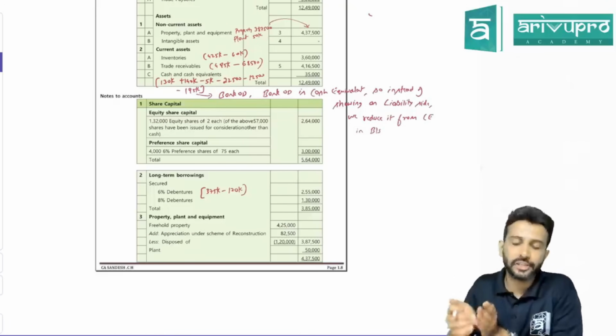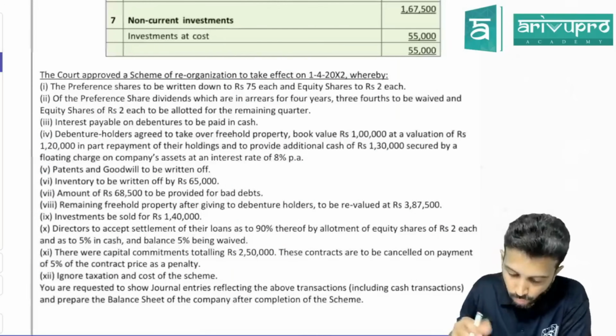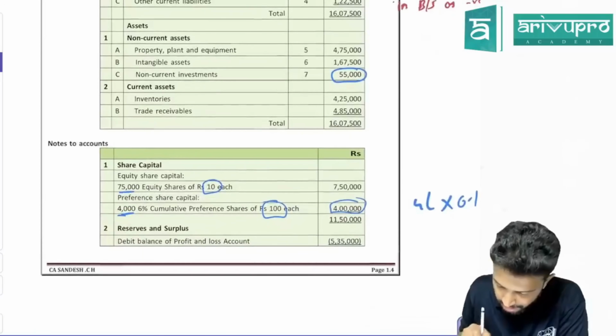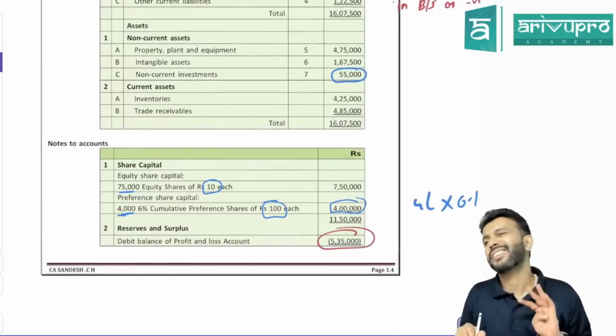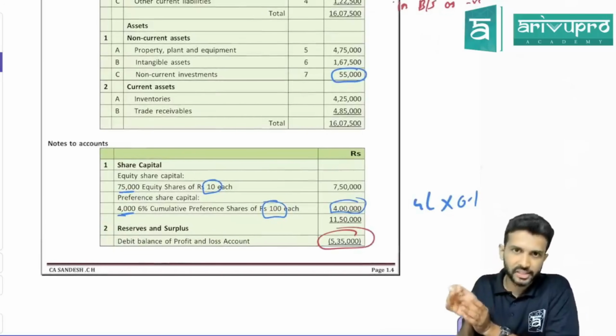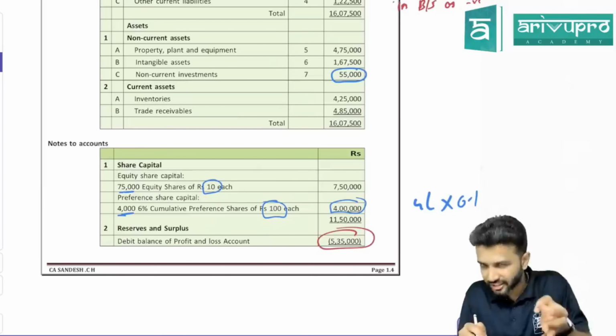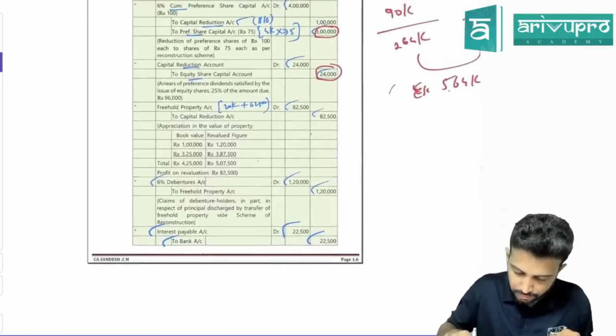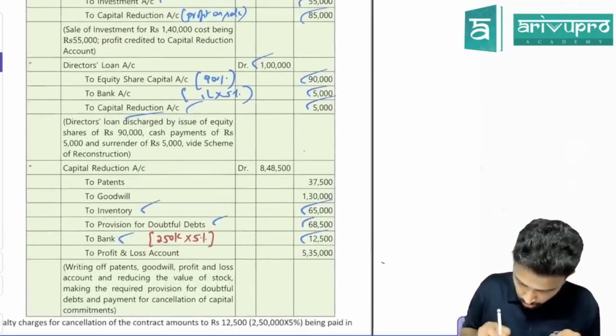If you have balance, you have to compulsorily write off P&L. What is the P&L balance over here, sir? P&L balance here in reserves and surplus. Debit balance of P&L is how much? 535. If you have balance in reconstruction account, will you cancel this? Yes. What is the journal entry? Reconstruction account debit to P&L account. I think they have passed it over here. Reconstruction account debit to P&L account.